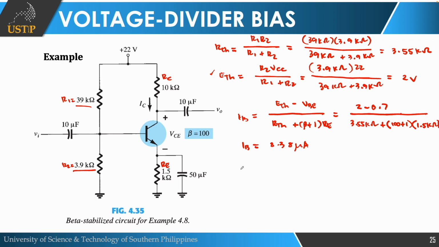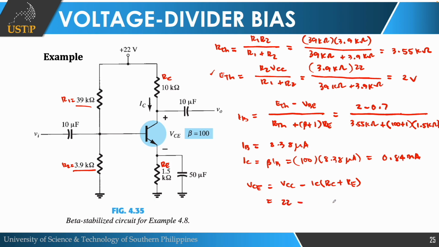Since we already have a value of IB, we can get IC, which is just beta IB. Beta is 100 multiplied by 8.38 microamperes. We get 0.84 milliamperes. And then lastly, for the VCE, that is VCC minus IC multiplied by the quantity RC plus RE. Then we have 22 minus 0.84 milliamperes times 10 kilo ohms plus 1.5 kilo ohms. So we have a VCE equivalent to 12.34 volts. That's for the voltage divider bias.